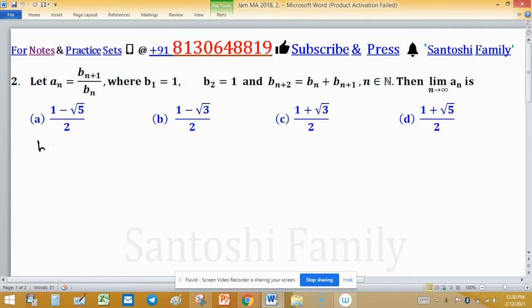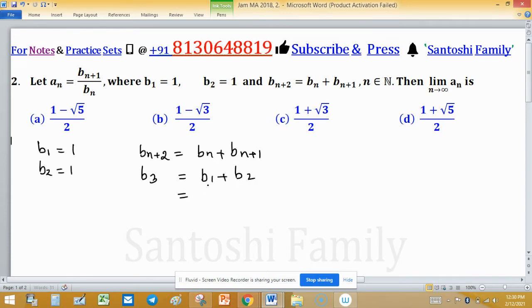Now you can check a trial: b_1 equals 1, b_2 equals 1, and b_(n+2) is given by b_n plus b_(n+1). From here, b_3 will be b_1 plus b_2, which is 1 plus 1 equals 2. b_4 will be b_2 plus b_3, which is 1 plus 2 is 3. This means b_n is increasing rapidly.